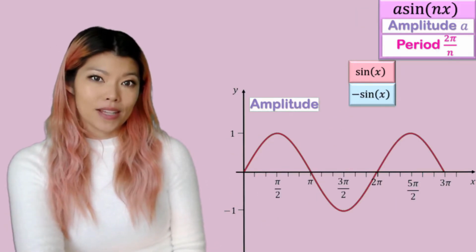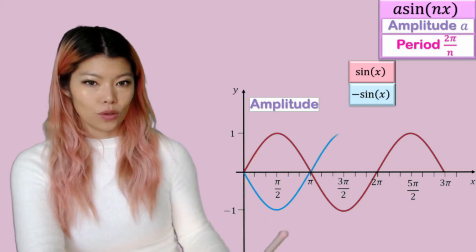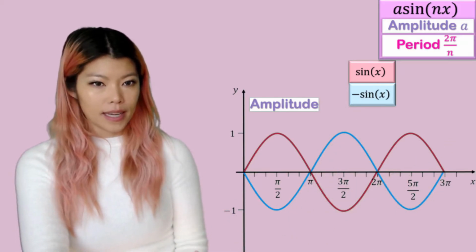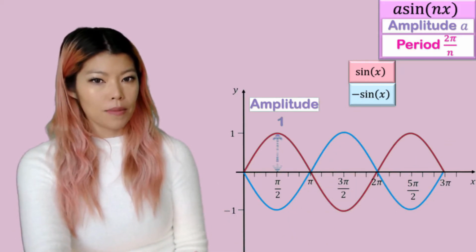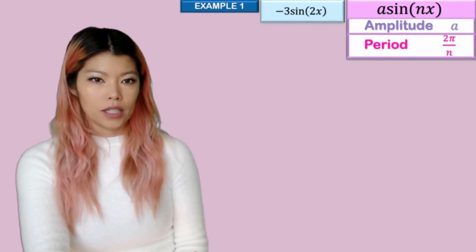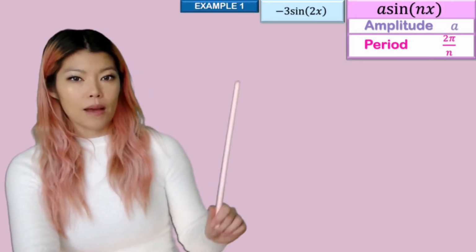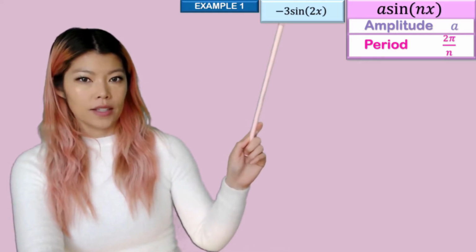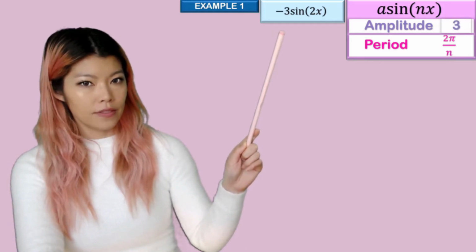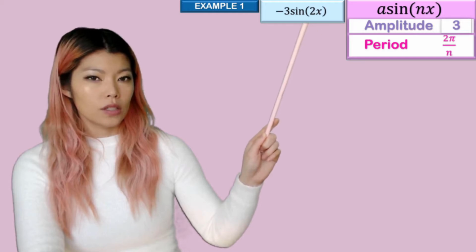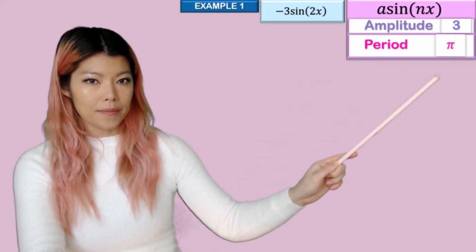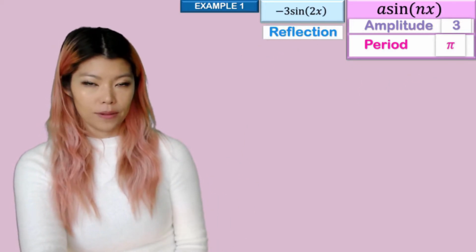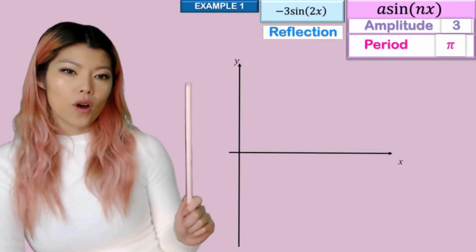What about negative sine x? Negative sine x will look like it has been reflected along the x-axis. So same amplitude, same period, but just a reflection. Let's do an example. Negative 3 sine 2x. So the amplitude is 3, and the period is 2 pi on 2, which is pi, and it has a reflection.